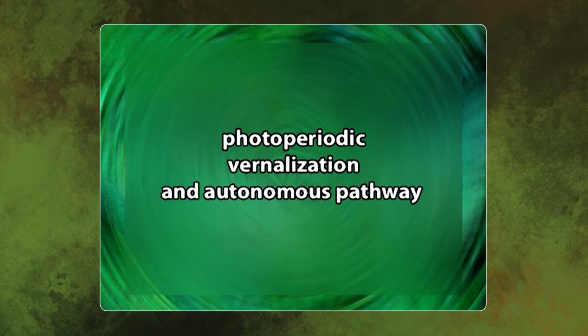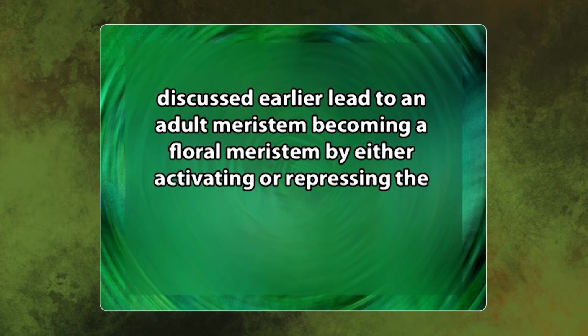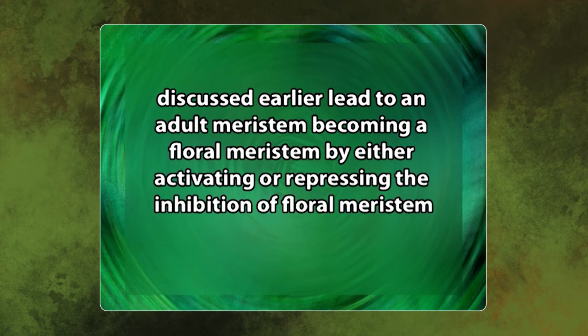Arabidopsis and Antirrhinum are valuable model systems for identifying flowering genes and understanding their interactions. The three flowering pathways, that is the photoperiodic, vernalization and autonomous pathways discussed earlier, lead to an adult meristem becoming a floral meristem by either activating or repressing the inhibition of floral meristem identity genes. These genes establish the meristem as a floral meristem. Then they turn on floral organ identity genes. The floral organ identity genes then define four concentric whorls, that is sepals, petals, stamens and carpels.